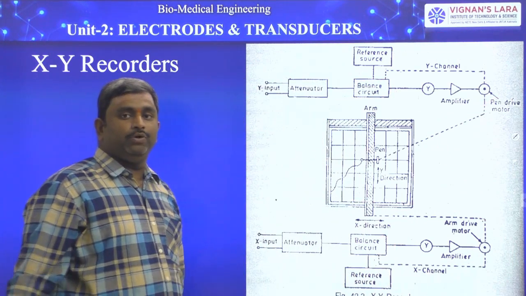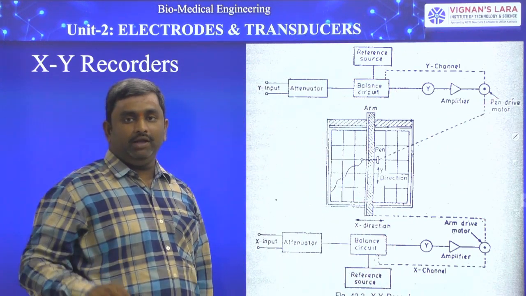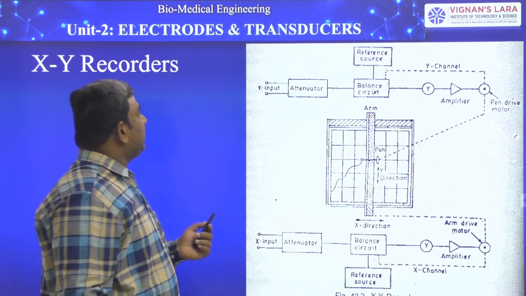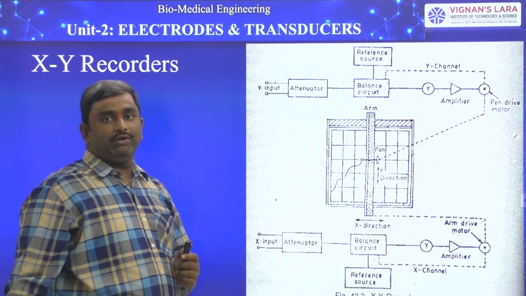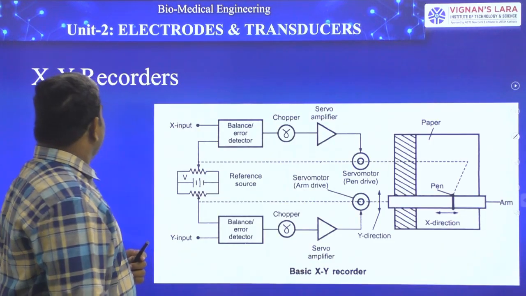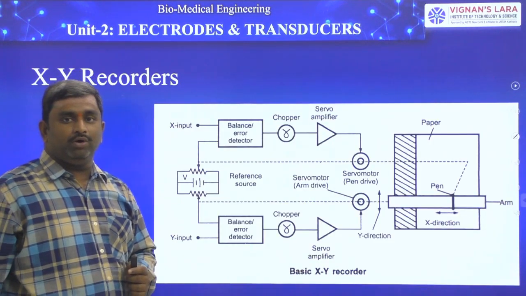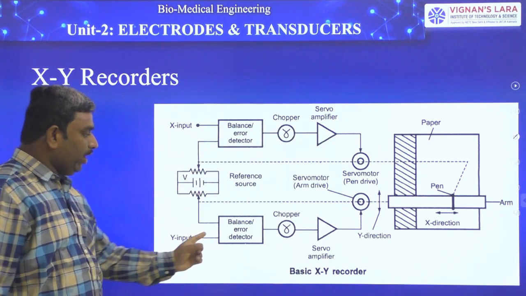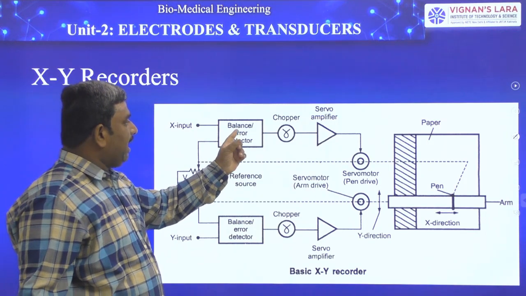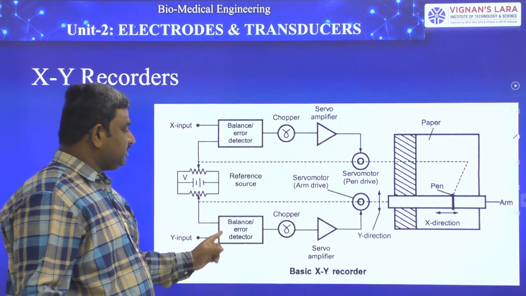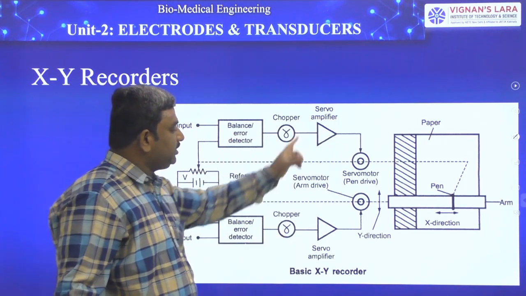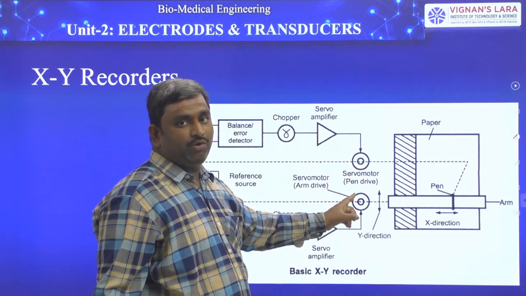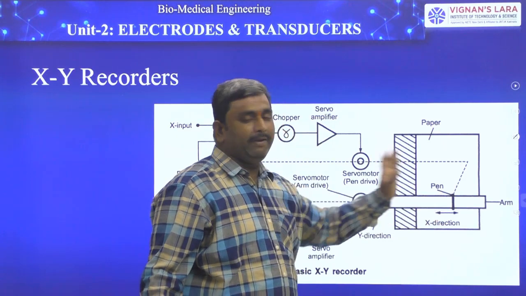It's very important. Now we have completed two concepts. The first one is the strip chart recorder and the second one is the XY recorder. Next, this is one more clear picture of the XY recorder. X input I am giving here, Y input I am giving. Coming here, we have the balance or error detector, choppers, servo amplifiers, and servo motors. When the servo motors are moving, the arm and pen are moving.